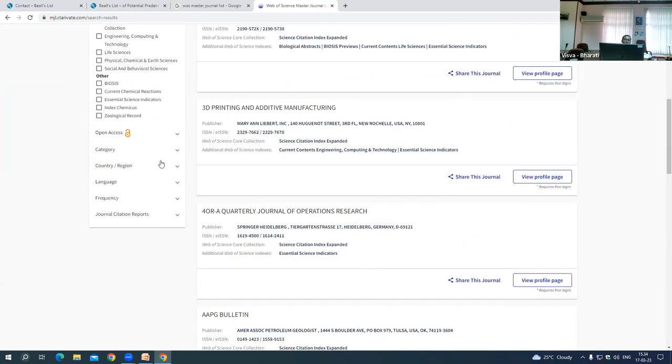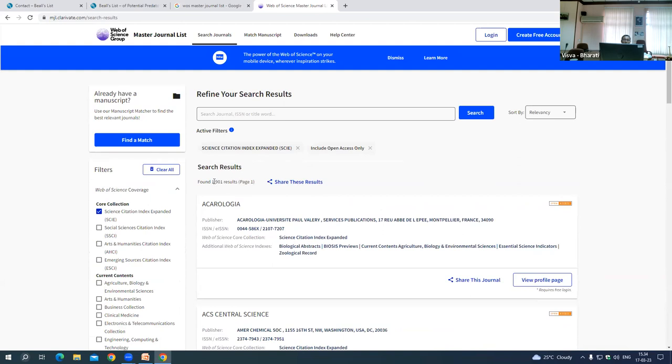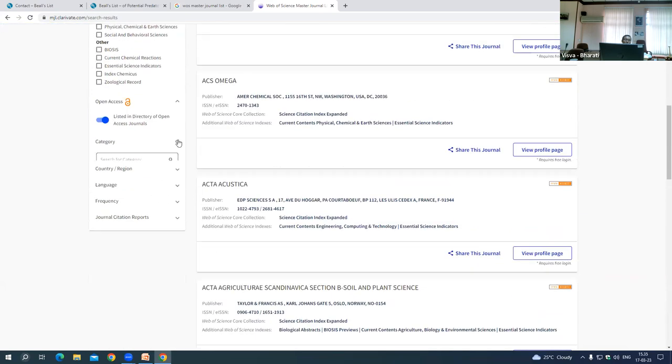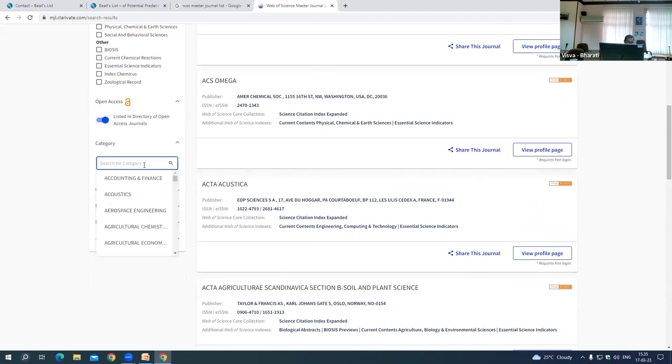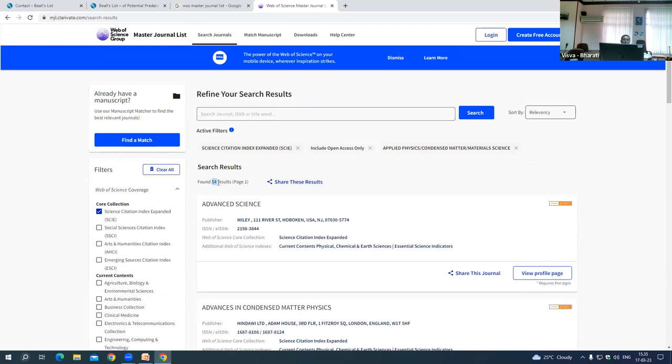And if you want to filter again, you can click here. I want only open access journals, then you click this. So you will find only the open access journals. The list is of open access journals. Now the number of journals becomes 1,901. And if you filter again by subject, in science, I am a student of physics, applied physics. So what would be the result? You see, 54.